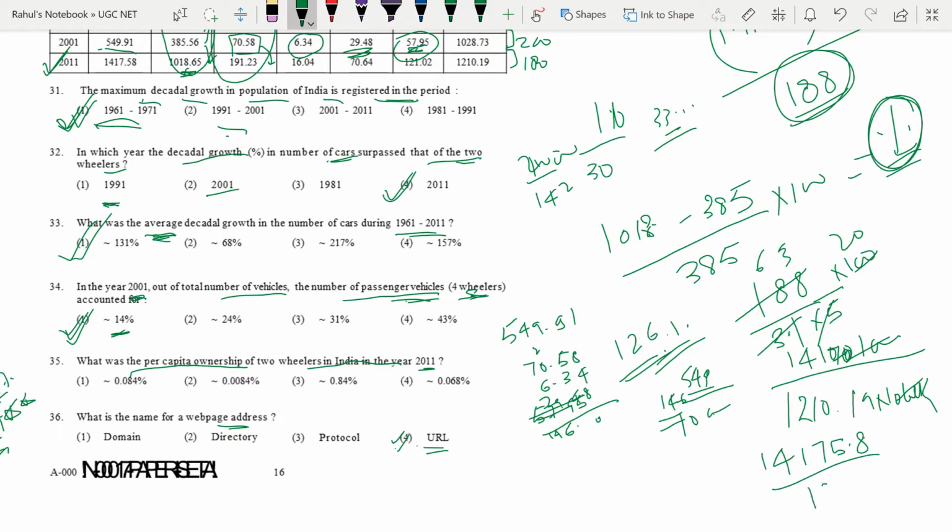14175.8 divided by 1210. Per capita we need to find. So it's like 1210 and one more zero should be there. So it's like 1417.5 divided by 12101.9. So it will be around 0.008, approximately 84%. Option 2 is the correct answer. So you can do this calculation, you will easily find it, right?